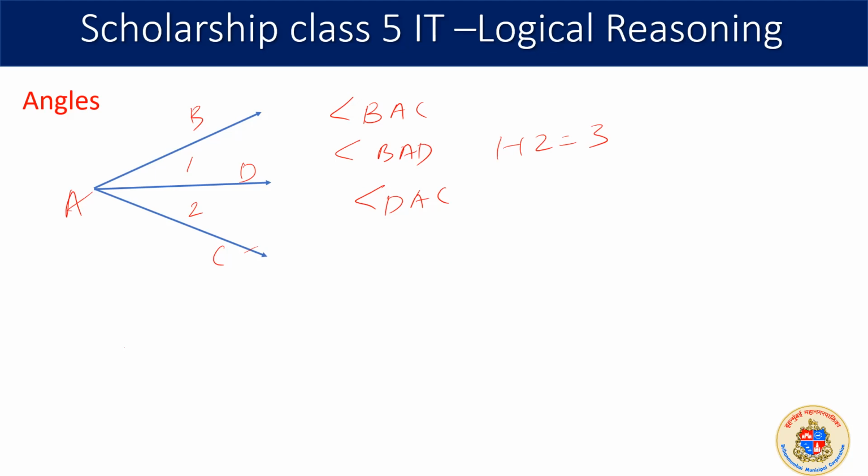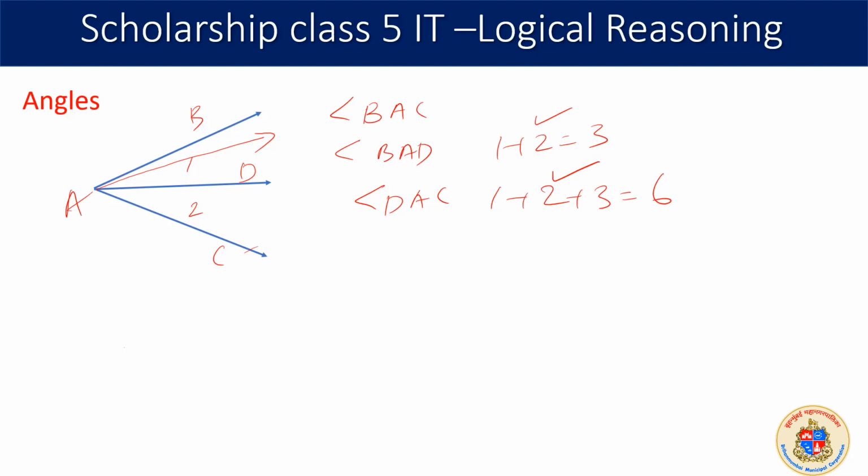Understood? If you divide it into 3, then you have to write 1 plus 2 plus 3. The answer is 6. That means if you have one more arrow which divides, there will be 6 angles in that. So this formula will continue.